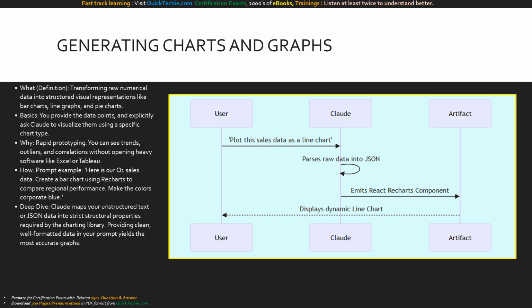Follow the sequence diagram to see the transaction in real time. The user sends a prompt containing raw sales data and requests a line chart. Claude first works internally, parsing that messy conversational data into a clean, structured JSON format. It then wraps that JSON in a React Recharts component and emits it to the artifact window. The artifact window instantly compiles this and displays the dynamic line chart back to the user.